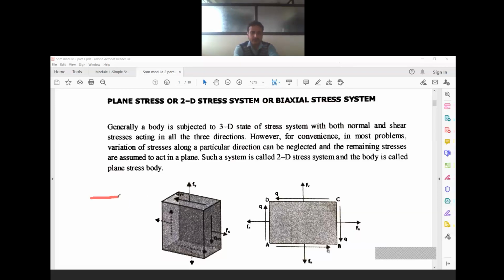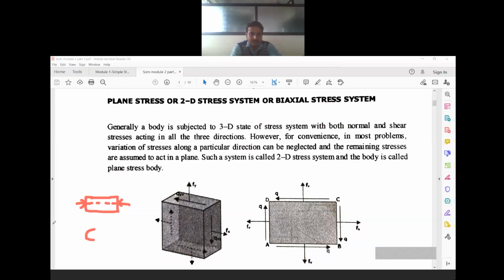See here, suppose we have one member here. Along its axis, we have a force. Here, along this plane, we have a force. So it is acting axially. So this is an axial force. This is an example of compressive force acting axially on a member. So it is acting in only one direction.